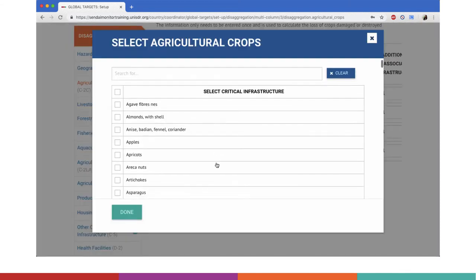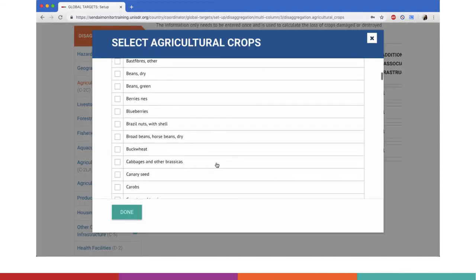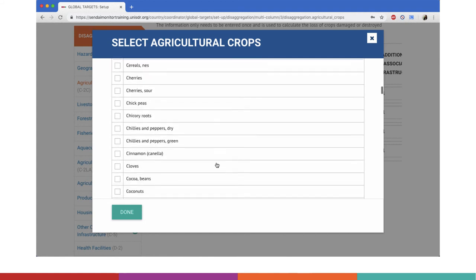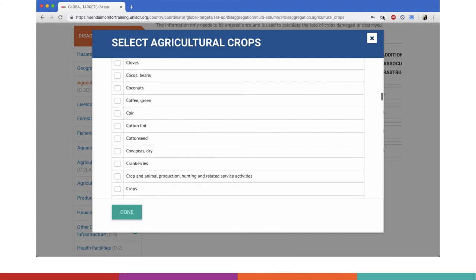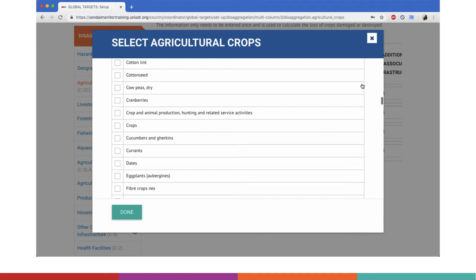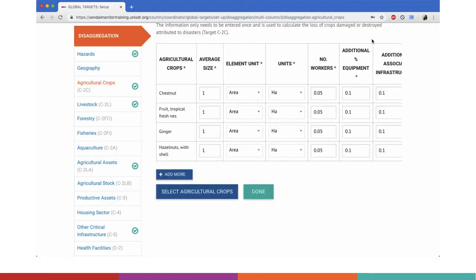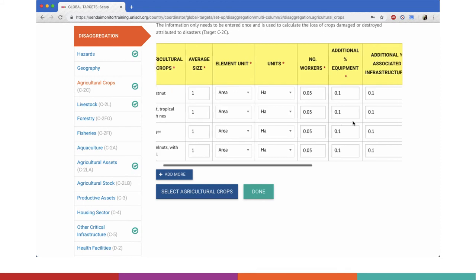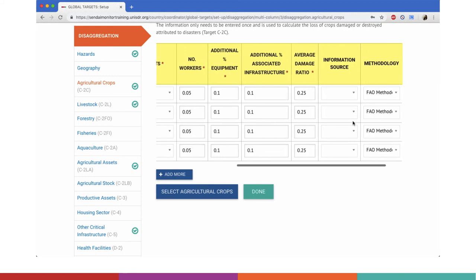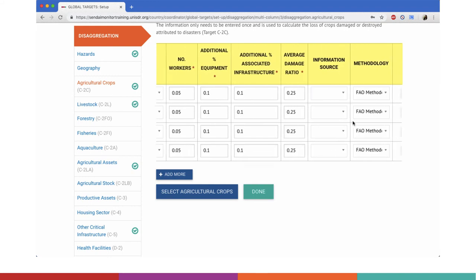For example, clicking on Select Agricultural Crop will give you an extensive list of crop types that you can disaggregate by. By selecting crops that are relevant for your country, the system will automatically input information on average size, element unit, units, number of workers, information on equipment and infrastructure, and average damage ratio for each crop. This information is based on calculations from other sources and is sufficient for reporting purposes.